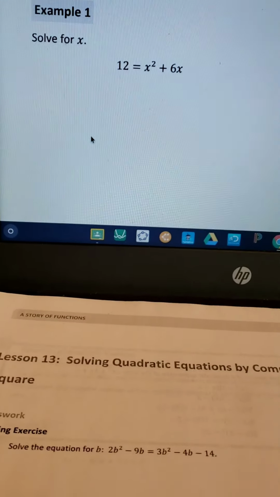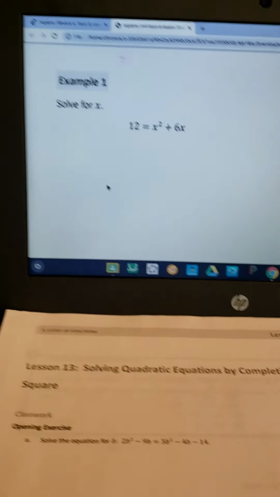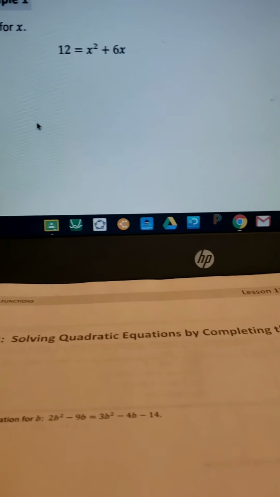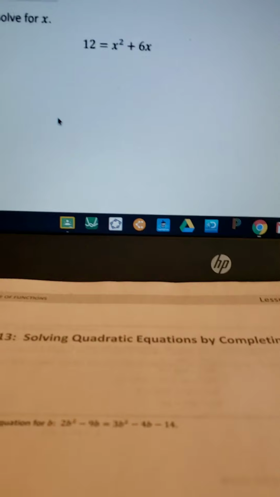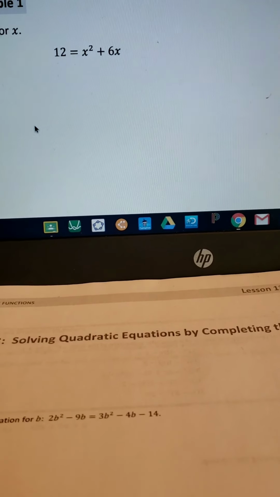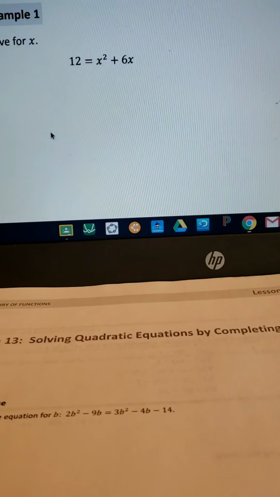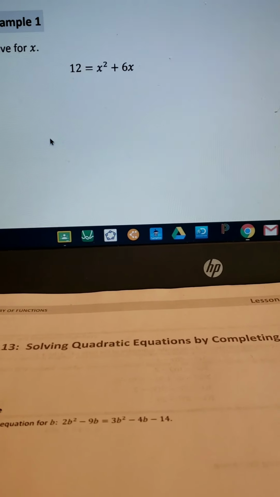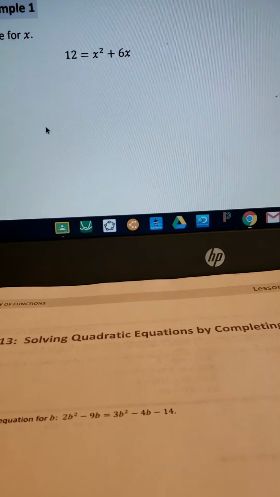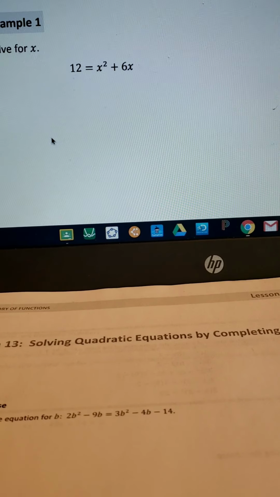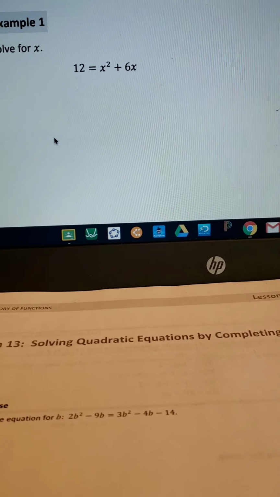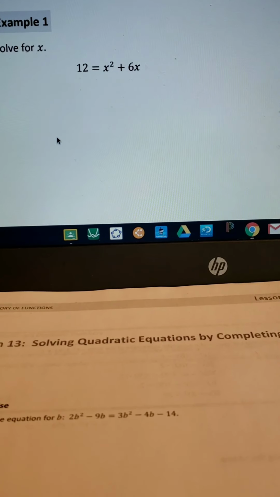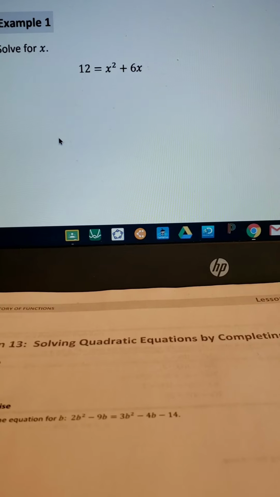Okay, now we're on this one, example number 1, okay? All right, so for this one right here, it says that we need to solve for x, okay? All right, so as I'm looking at the numbers here, what I really want to do is I want to subtract 12 from both sides. But when I think about it, there's no two numbers that I can multiply together and get a product of 12 and then add or subtract and get a sum or difference of 6.